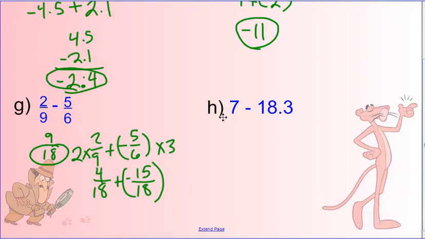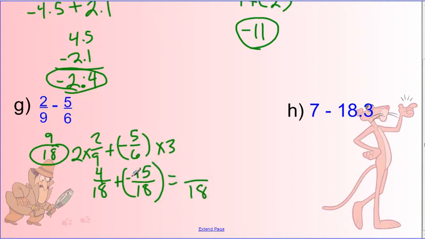Okay, now what we have is, we have to subtract this. We have a common denominator of 18, and 15 minus 4 is 11, and keep the sign of the bigger number, which is negative. So we got a negative 11/18.